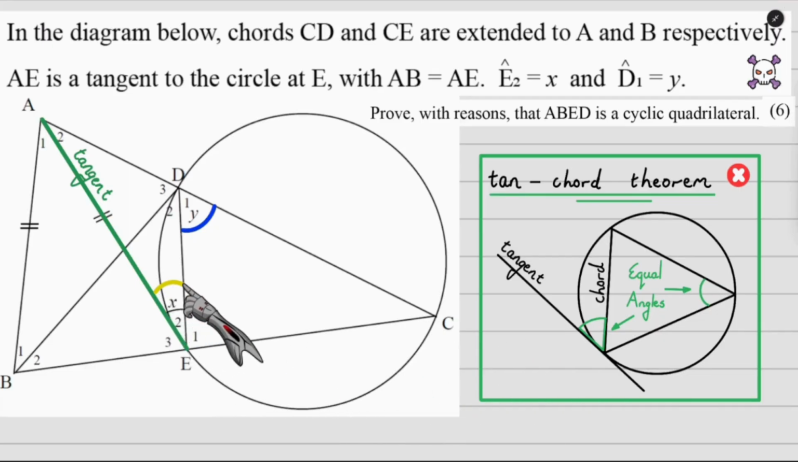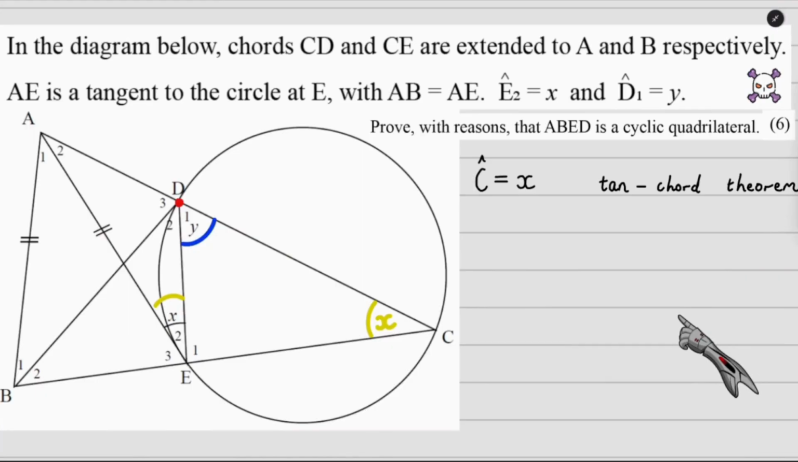So we look at the other line that X is touching. It's touching the line DE, which will be our chord. And then we follow that chord down and down again, and it takes us to an angle that's equal to X. So now we know that C equals X due to the tan chord theorem.